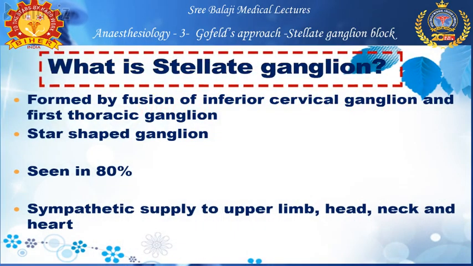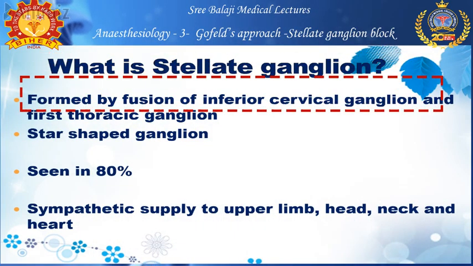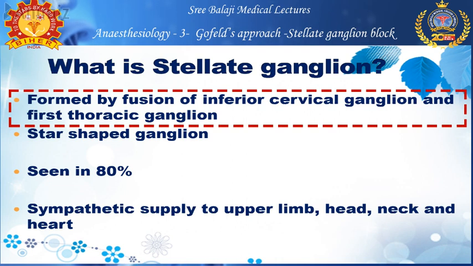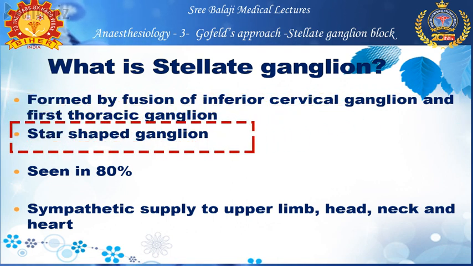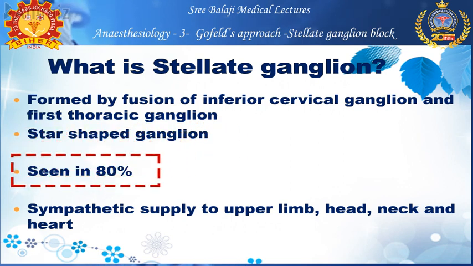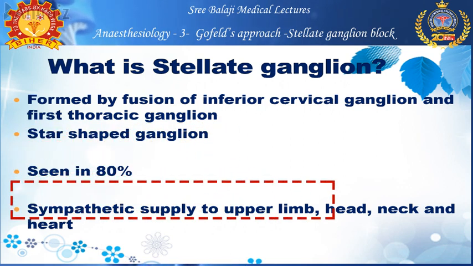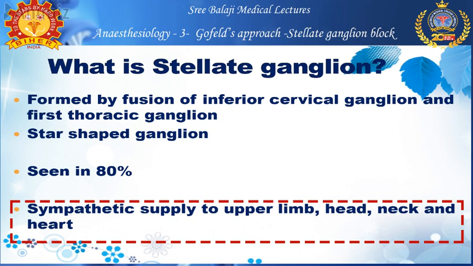What is the stellate ganglion? Stellate ganglion is formed by the fusion of the inferior cervical ganglion and the first thoracic ganglion. It is a star-shaped ganglion and it is seen only in 80% of individuals. It supplies the sympathetic supply to the upper limb, head and neck, as well as the heart.